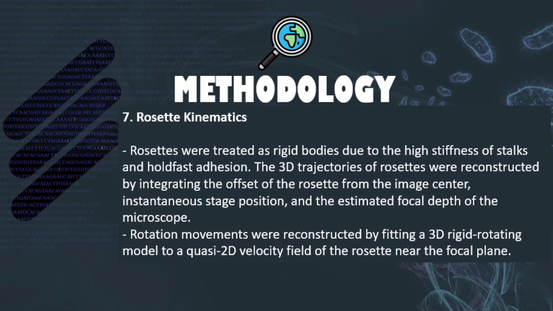Rosette kinematics. Rosettes were treated as rigid bodies due to the high stiffness of stalks and hold-fast adhesion. The 3D trajectories of rosettes were reconstructed by integrating the offset of the rosette from the image center, instantaneous stage position, and the estimated focal depth of the microscope.